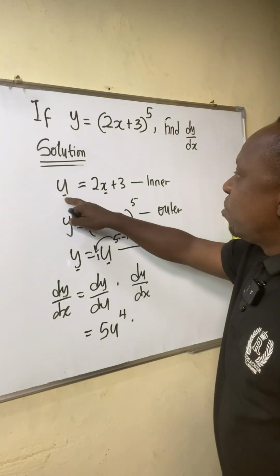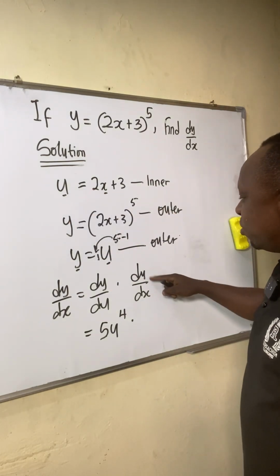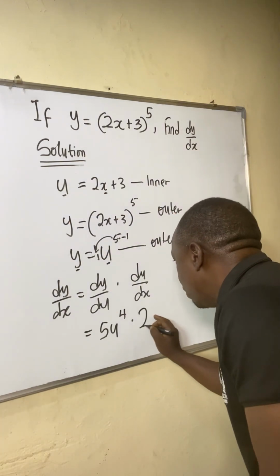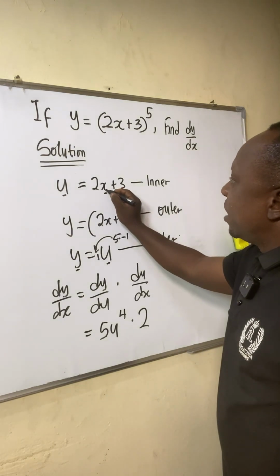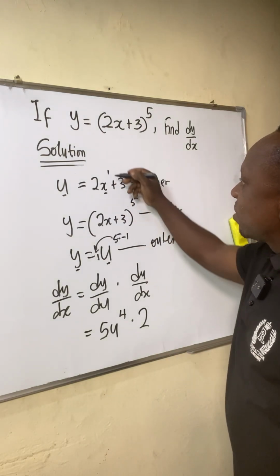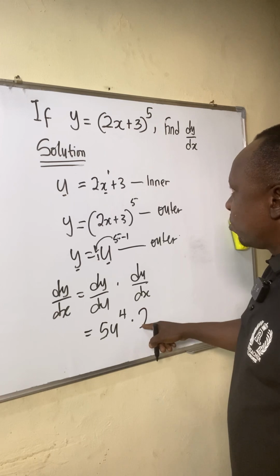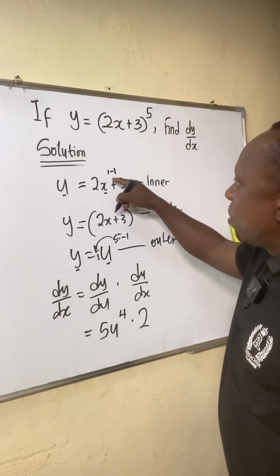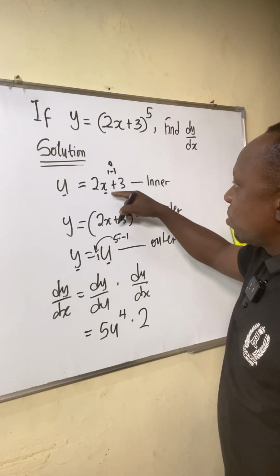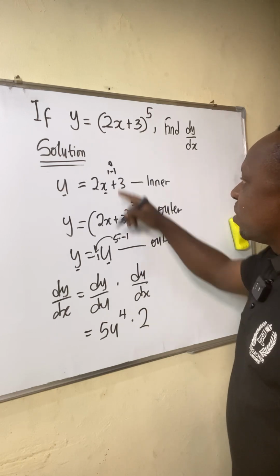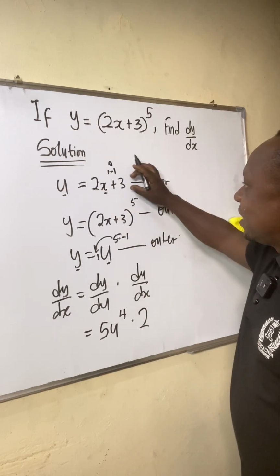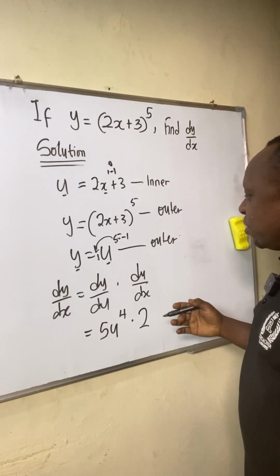Times, if u is equal to 2x, the change in u with respect to x will be 2. Now, the exponent of x in this case is 1. 1 times 2 is 2. The exponent will be reduced by 1. 1 minus 1 is 0. x raised to power 0 is 1. 1 times 2 is 2. The derivative of a constant is 0.